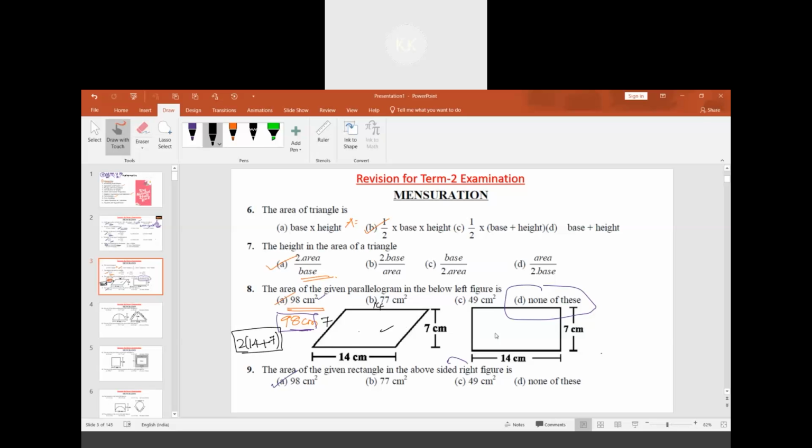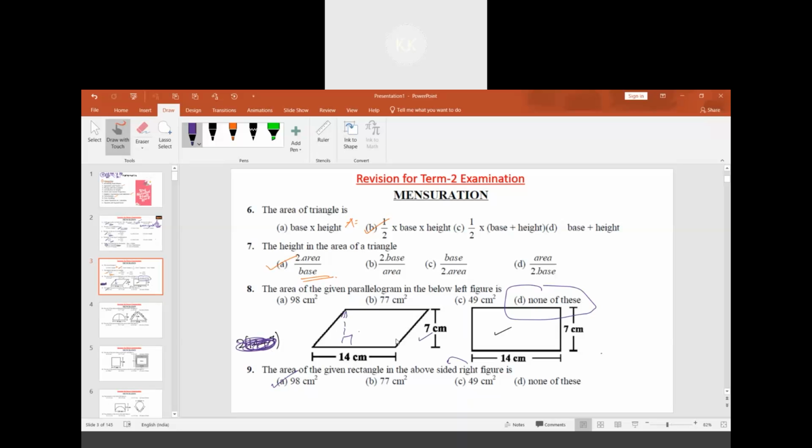For these two figures, we don't know that length. We made a mistake then. The area 98 is correct, base into height, but how to find the perimeter? The height is 7, so the area is correct. Perimeter we cannot find here.